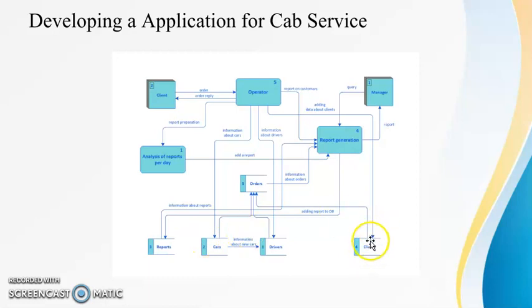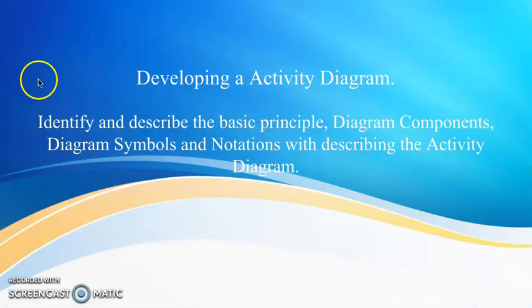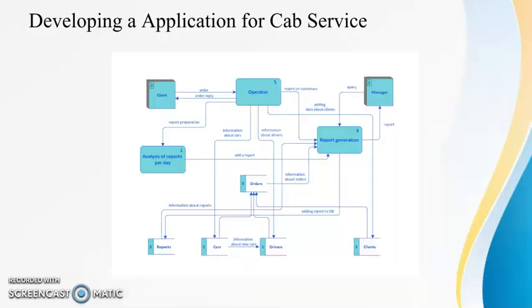These are the clients and drivers, cars and reports. All this information is on this activity diagram, as you can see. So this is what an activity diagram is.